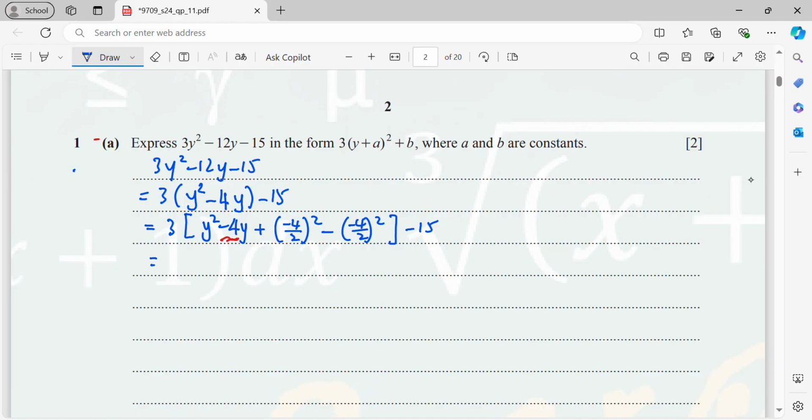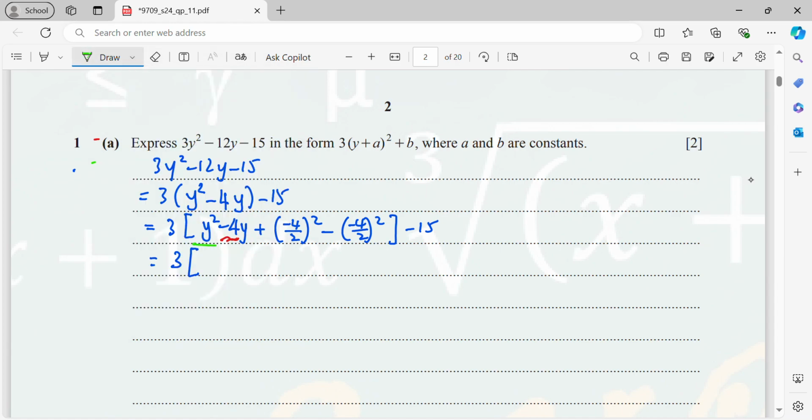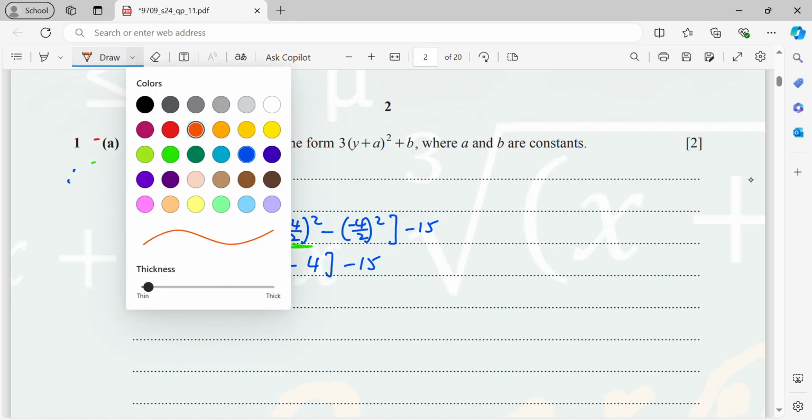Then now here, I will just rewrite the 3. From the first 3 terms, you will just combine the first and third term, the terms with the square. So now I will be getting y minus 4 over 2, which is basically minus 2. Then you square it, becomes positive 4. Then minus 15. And now the next step is just to bring in the 3.